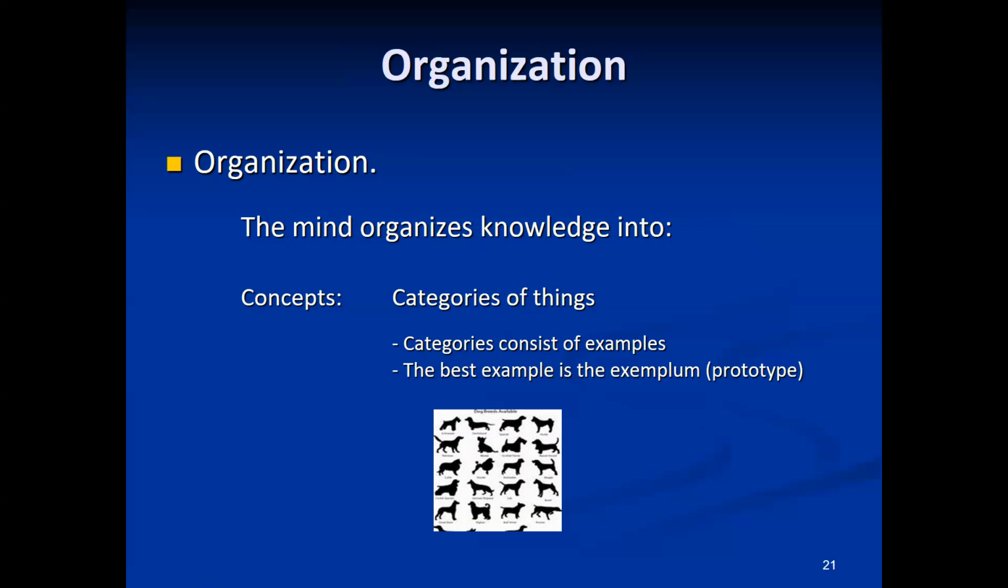For instance, the dog category might consist of Alsatians, Collies, Poodles, Dalmatians, Dobermans, and Dachshunds, etc. The best example of a category, the most typical example, is the exemplum or prototype. The prototypical dog, the most dog-like dog, is probably something like a Labrador.